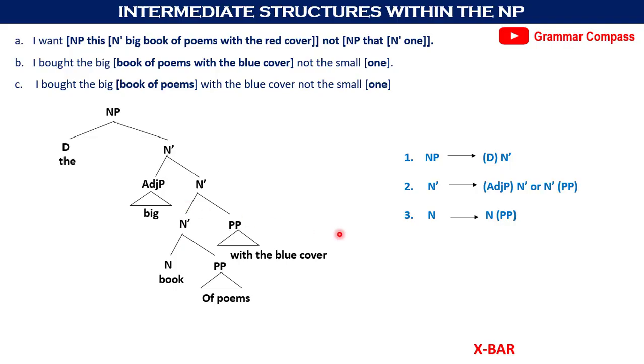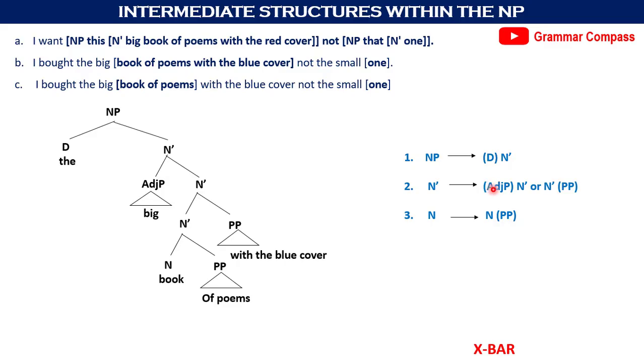Based on this tree, we can propose this rule for the noun phrase. You can have a noun phrase that consists of a determiner, which is a sister to the n bar. That is what we have here. So the 1. Now from here we can have an n bar modified by an adjective phrase or an n bar modified by a prepositional phrase. Why do we have 2 alternatives over here? We will explain it. This means that at the intermediate level you can attach as many modifiers and qualifiers as you want.